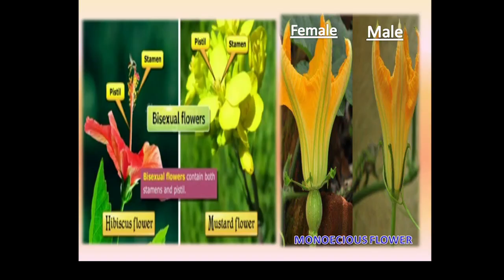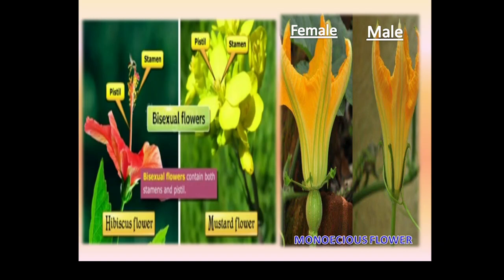I will go back to this slide to give you one more recap. You can see here, this is the bisexuality. See, hibiscus and mustard are the examples. They are having the stamen as well as the pistil. That means they are the bisexual flowers. The male as well as the female reproductive parts are present in the same flower.